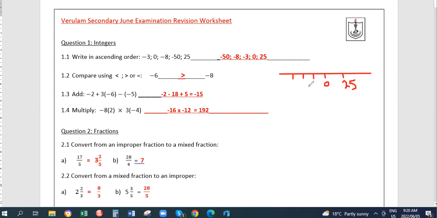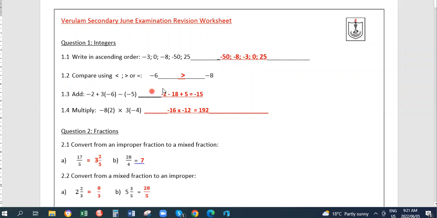In this case, you can have, for example, -3 on this side. And then your -8 is going to be further down, and then you're going to have a -50 further down. So your -50 is on this side, then you're going to have -8, -3. You start with your lowest number. The lowest number is -50, and you're moving on to positive 25.